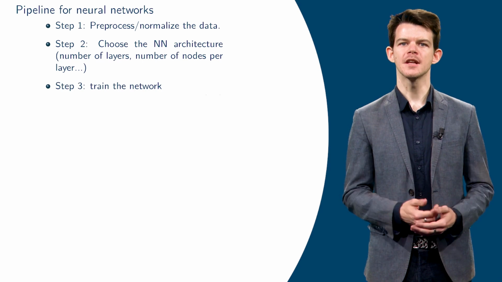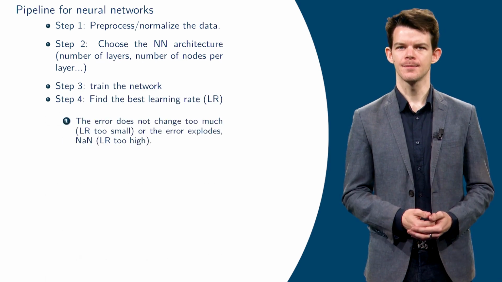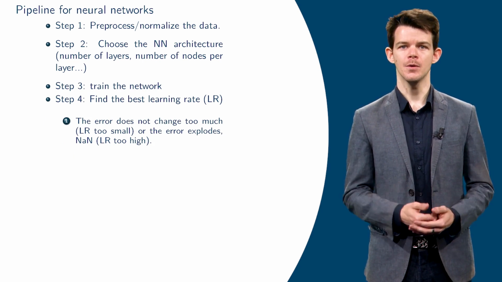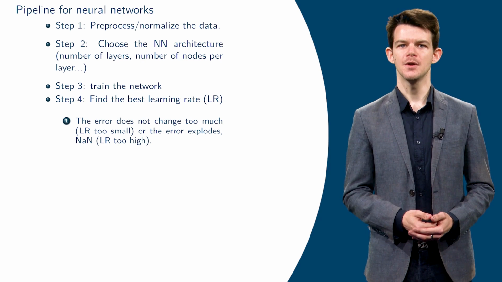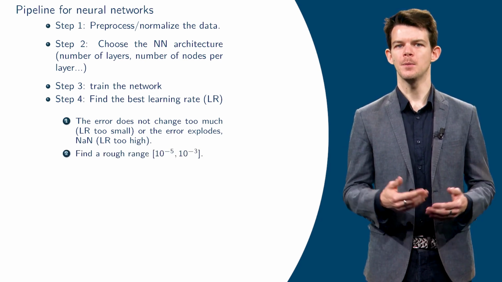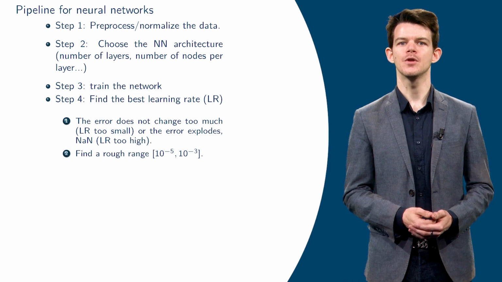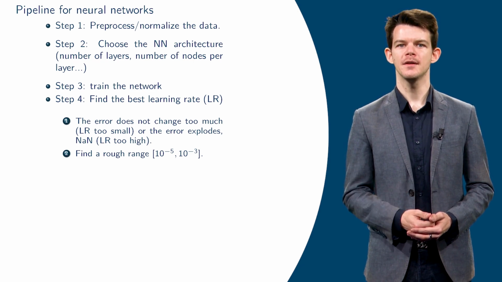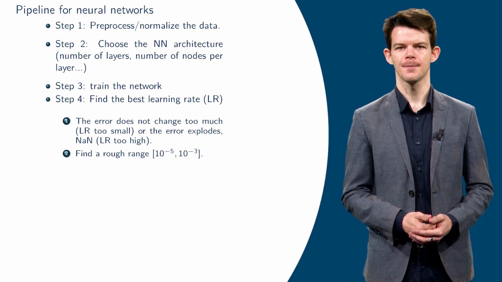One of the crucial steps is to choose the learning rate. If the error does not change too much, it may result from a low learning rate. If the error explodes, it can result from a large learning rate. Thus, you need to find a rough range for the learning rate and then apply some recipes to tune the learning rate as the number of epochs increases. In practice, you often choose a learning rate and decrease it when the validation error stops improving.